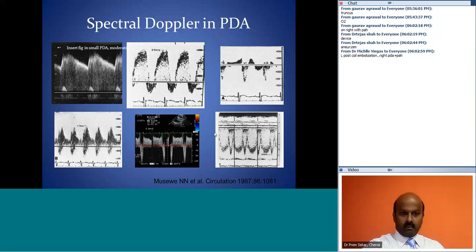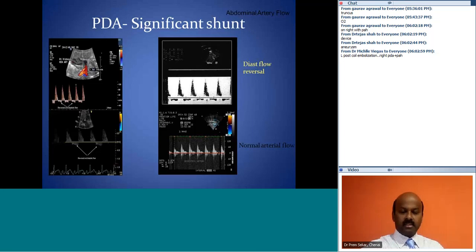Again, various diagrams showing the spectral Doppler in PDA. These can be used to assess the pulmonary artery pressure as well as quantifying the left-right shunt. Doppler of the renal artery flow with reversal in the descending aorta as well as the renal artery can again be used to quantify the amount of shunt.